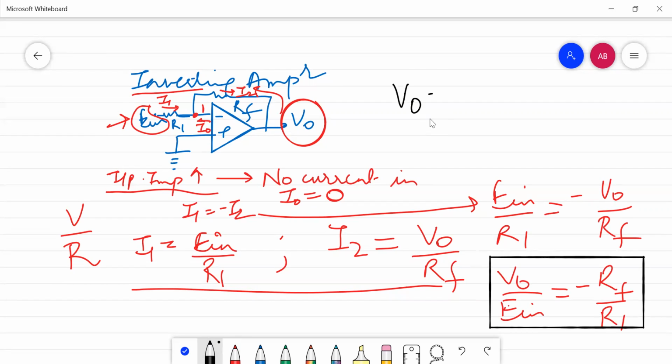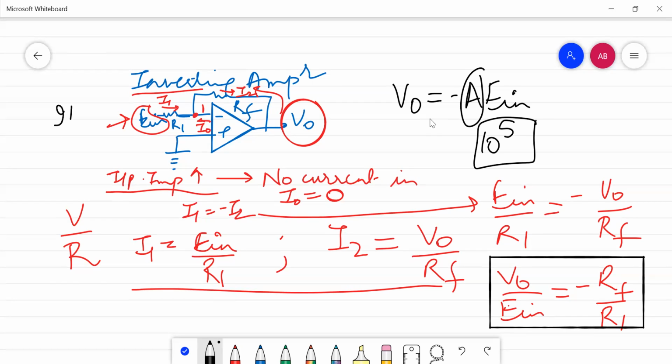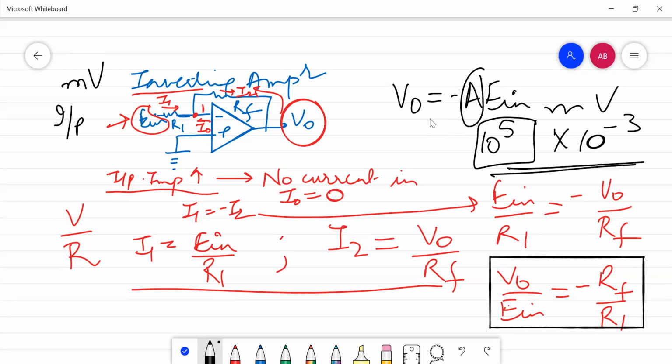Further we can say that the output voltage V naught will be A times the input voltage. And mind it, this gain is very high in an operational amplifier. It is of the order of 10 raised to the power of 5 to 10 raised to the power of 6. So a very small input given here, let's say in millivolts, meaning times 10 raised to the power of minus 3, still gives a very high voltage at the output. This is why the operational amplifier is used in measurement systems.